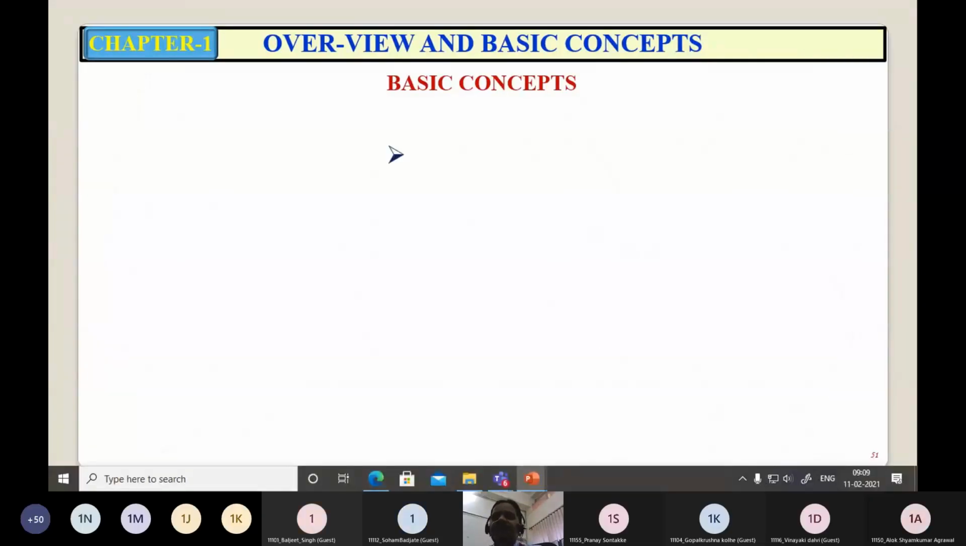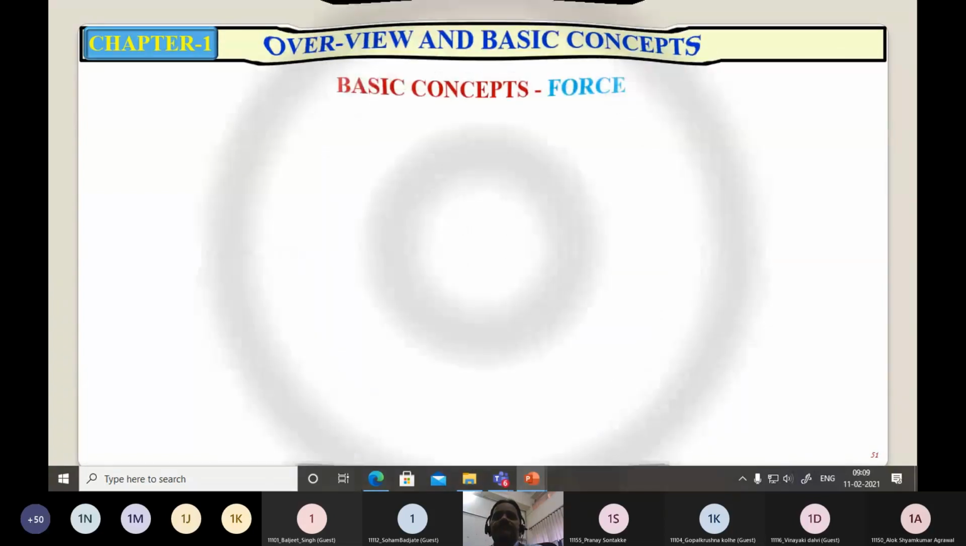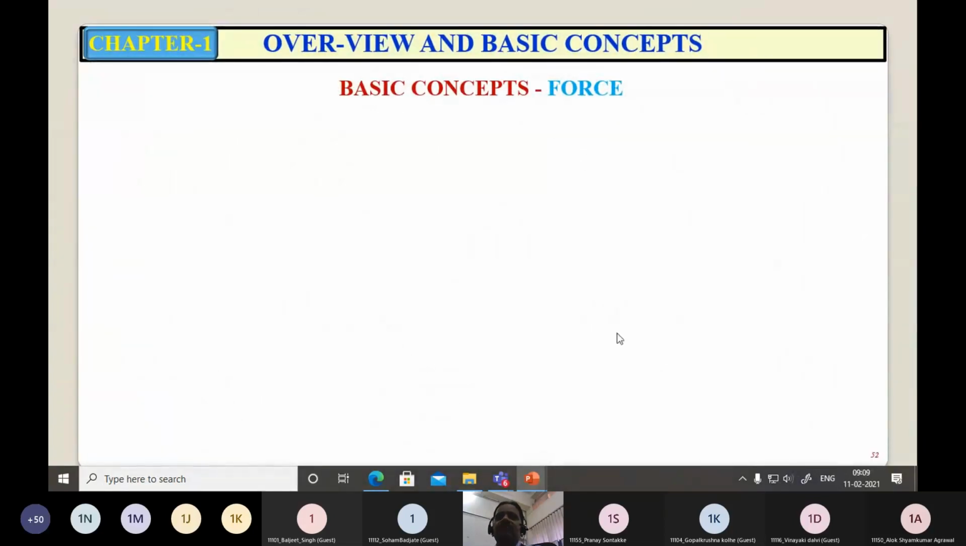So we are going to see what is force, what are the different types of force systems, and what is the meaning of moment of force and couple. So let us see what is force.